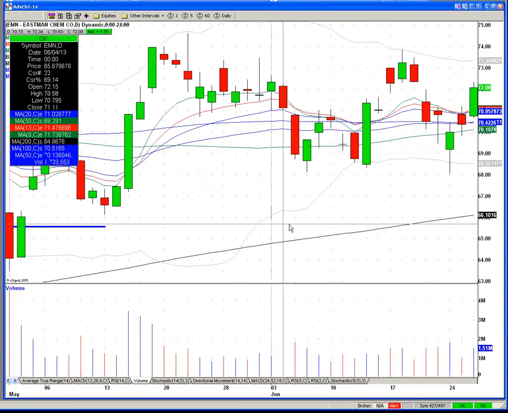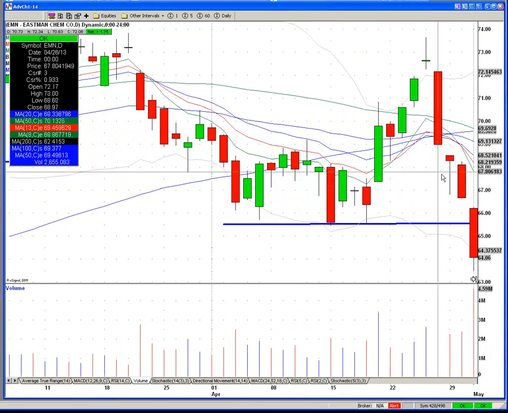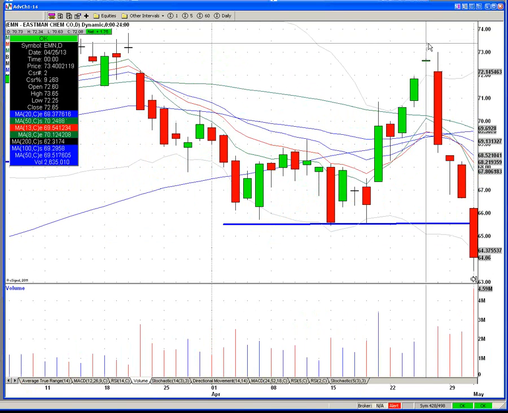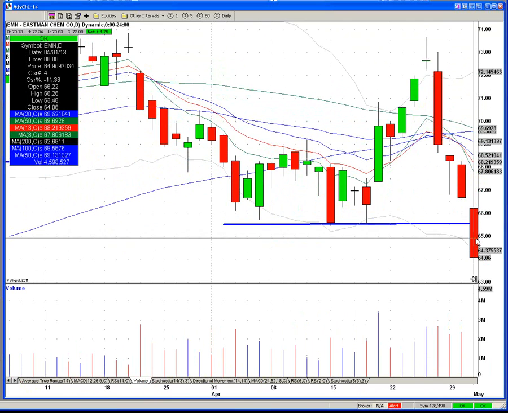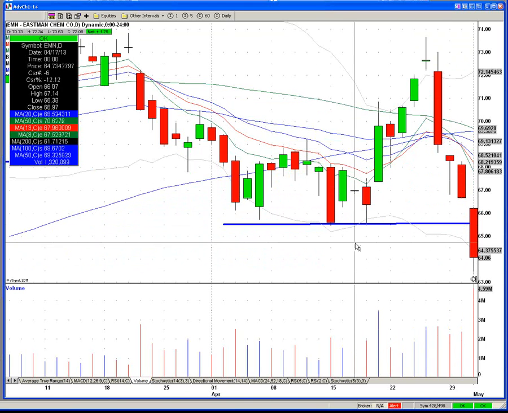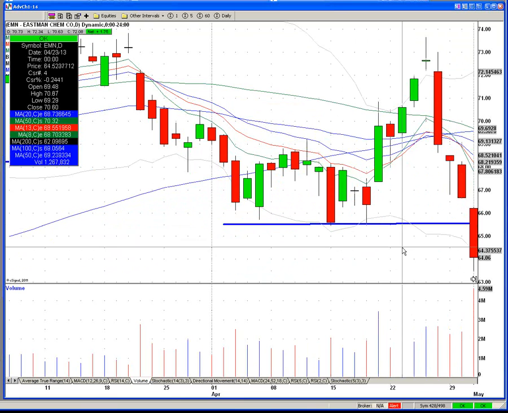EMN I also have as a May 1st power down. As you can see here, this is probably earnings is my guess, or somewhere around here. The stock sold off really hard. It was down off this high almost 13% as it broke down below the 65, 66 support area.